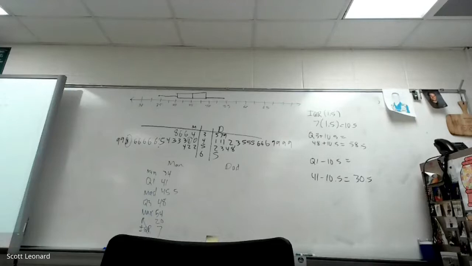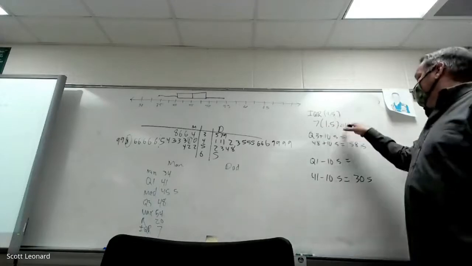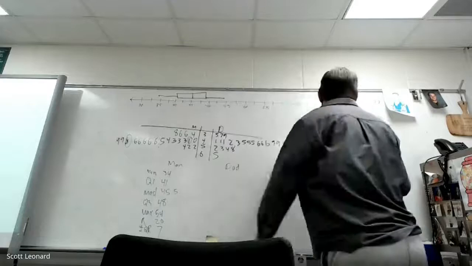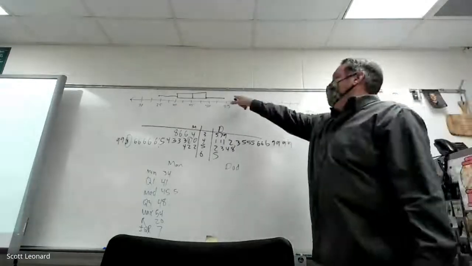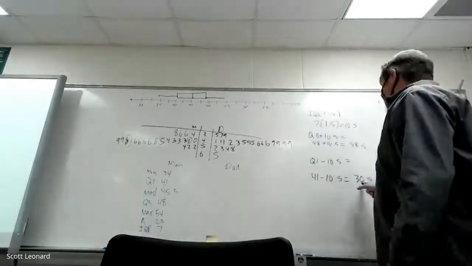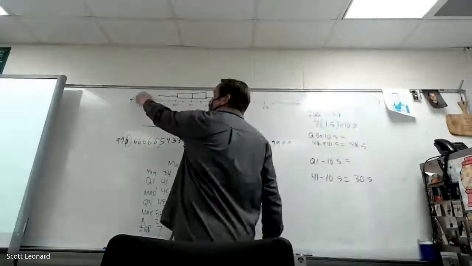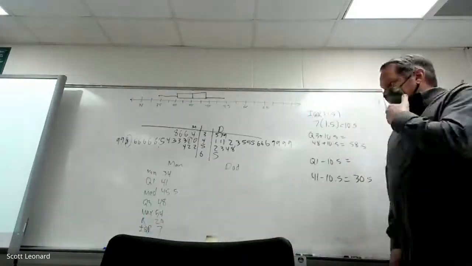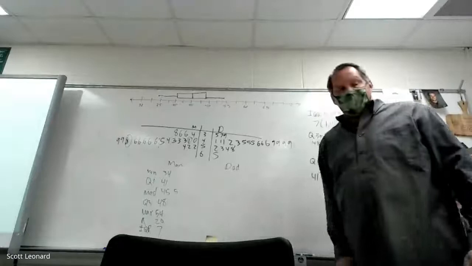Are any of my data points outliers? So we took the 7 times 1.5, we added it on to Q3, and we subtracted from Q1. Do we have a number above 58? Nope, no outlier there. Do we have a number below 30.5? Nope, so no outliers. All right, I want you guys to do the dad info.